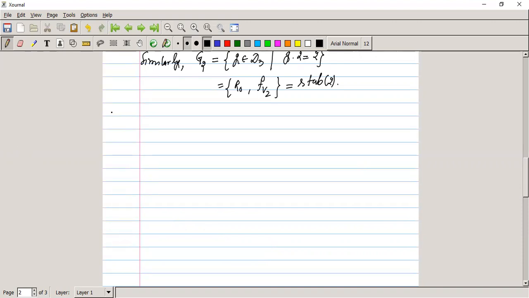Now we prove one result here. So let's make it a theorem. In fact it is a very simple result, but it is important. The stabilizer: suppose G_A of a point A belonging to A is a subgroup of G.